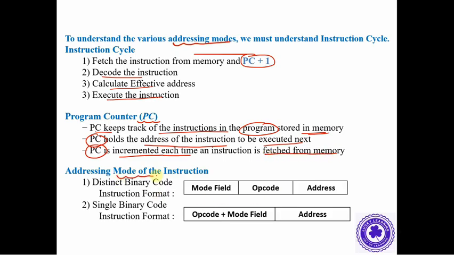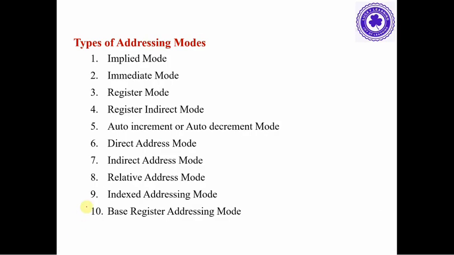The addressing mode of the instruction consists of a distinct binary code. This instruction format will have a mode field, operation code, and address field. A single binary code format uses the operation code plus the mode field together, along with the address in the instruction. And there are different addressing modes.